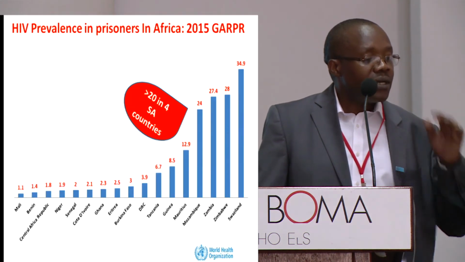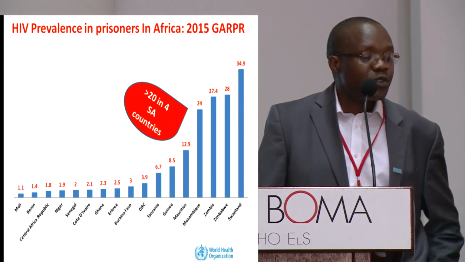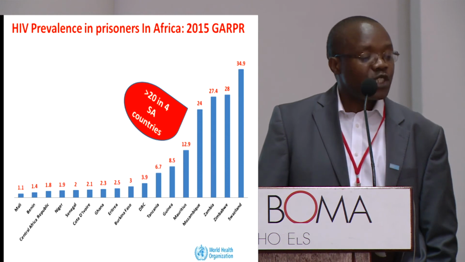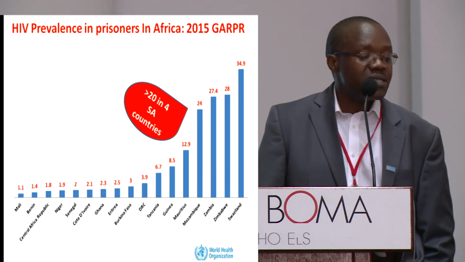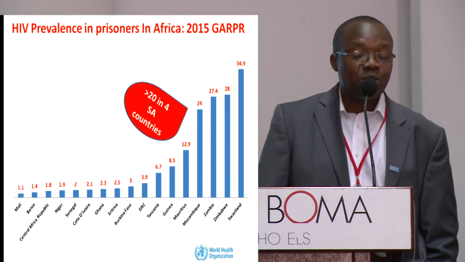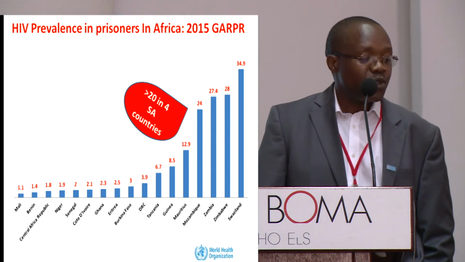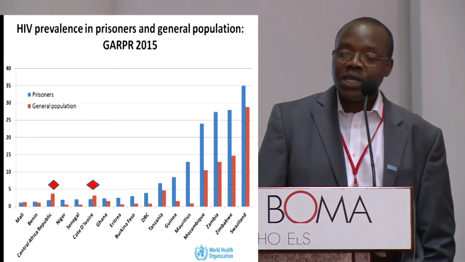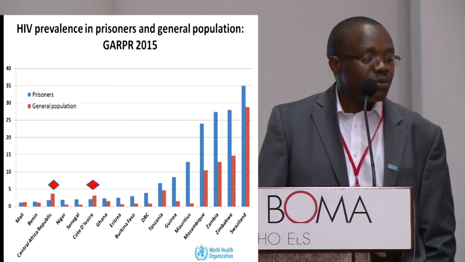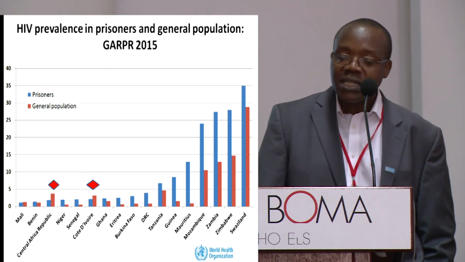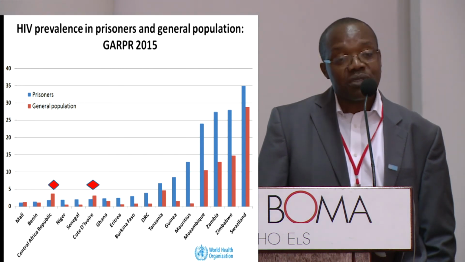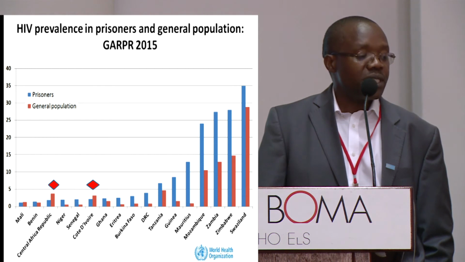Again, in our sub-region, we have 4 countries with more than 20% HIV prevalence among this group. So this is an area that we really need to consider for us to be able to move forward. This is just a comparison between HIV prevalence in prisoners and in the general populations. We will see most countries have higher prevalence in prisoners than the general populations.